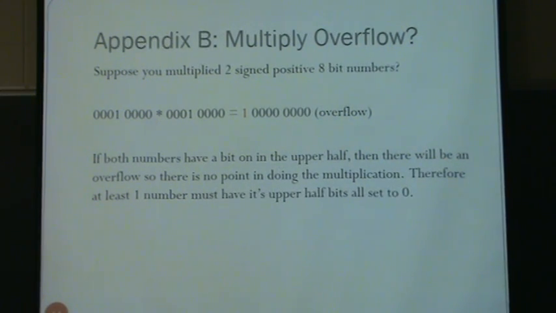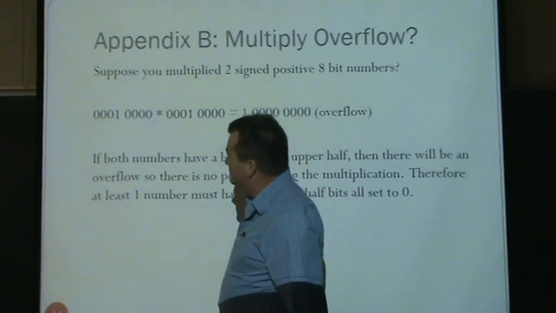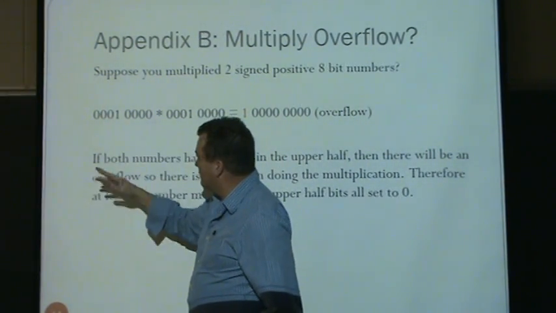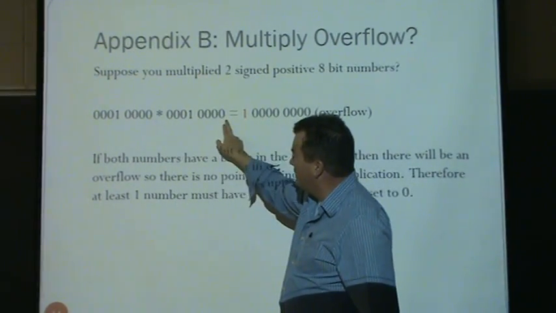So now here's a second appendix. If we were multiplying 2 numbers, let's say, and we talked about this a little bit earlier, suppose we multiply 2 8-bit numbers. Here's an 8-bit number and an 8-bit number.